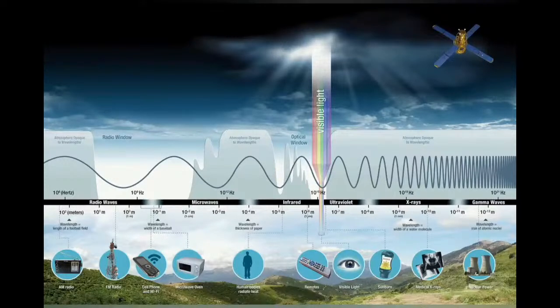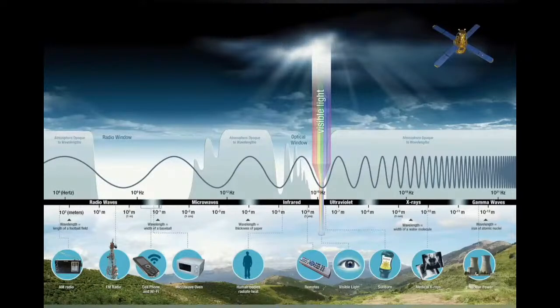And as I said, the wavelengths vary a lot. Here is the spectrum of all light. And as you can see, it goes from very low energy waves, which are radio waves, all the way up to the high energy waves, which are gamma rays.